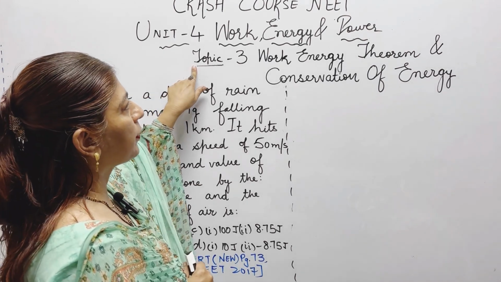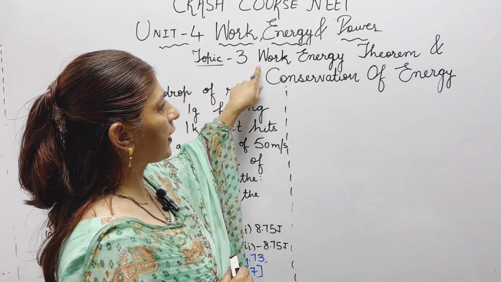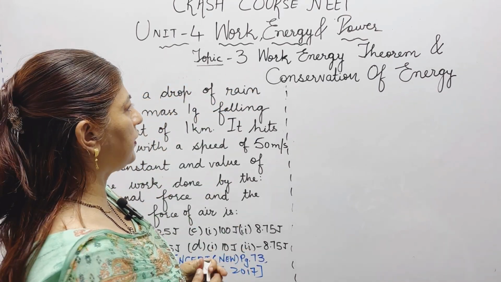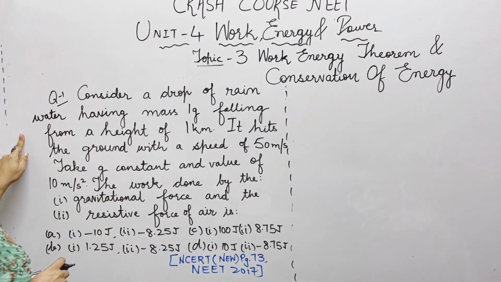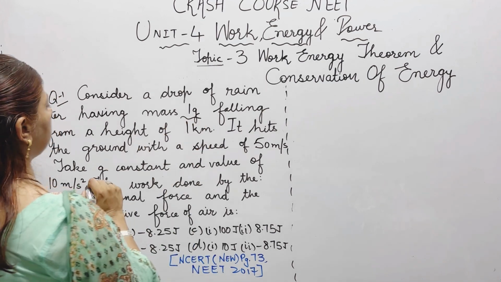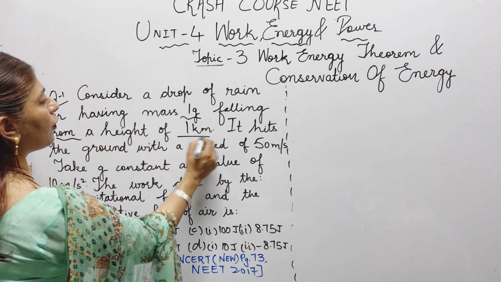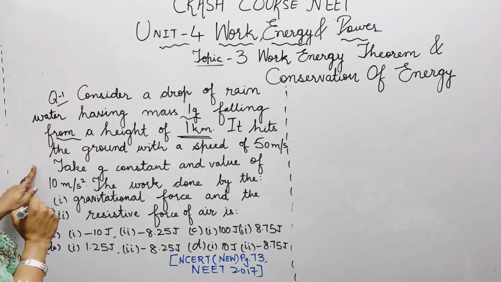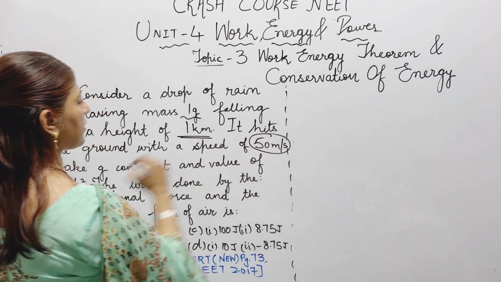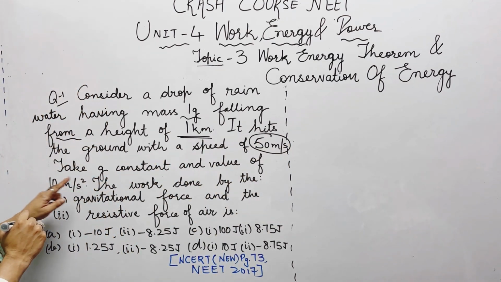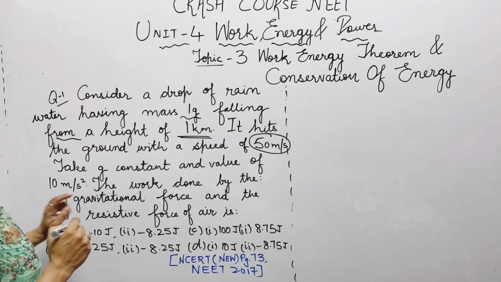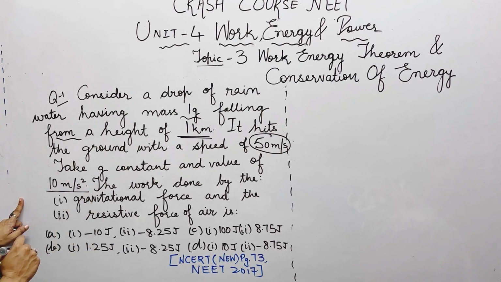This is the third topic of work energy power, that is work energy theorem and the conservation of energy. In that, the first question is: consider a drop of rainwater having mass 1 gram falling from a height of 1 kilometer. It hits the ground with a speed of 50 meter per second. Take the value of acceleration due to gravity constant as 10 meter per second square. The work done by the gravitational force and the resistive force of air is.